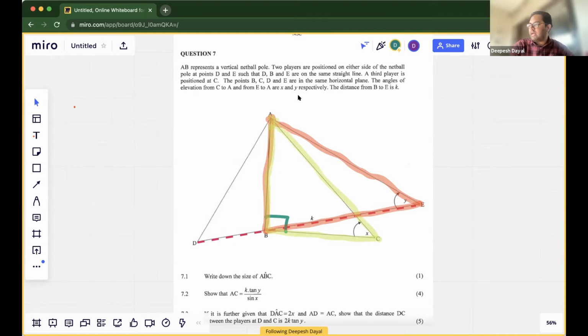So I'd like you to try that and let me know if you get this 7.2. I'm going to give you about 4 minutes to try it out, and then we'll work with it together, right? Please type in the chat if you do get it, so we can work together.